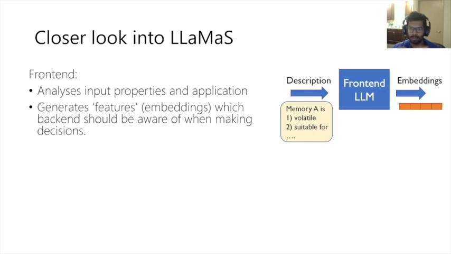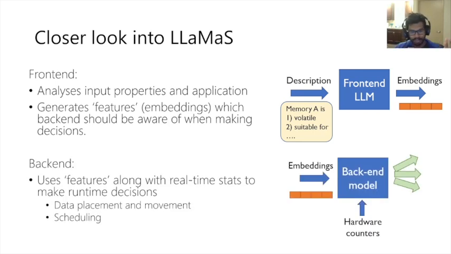A system engineer would describe the system components and the properties of the various components. Say you have a new memory technology, all you have to do is describe the properties in text, and the LLM would extract features or embeddings from this. The backend would then use these features along with real-time stats such as hardware performance counters to make operating system decisions. Now, we could have different backend models for different tasks, like one for memory management, one for scheduling.